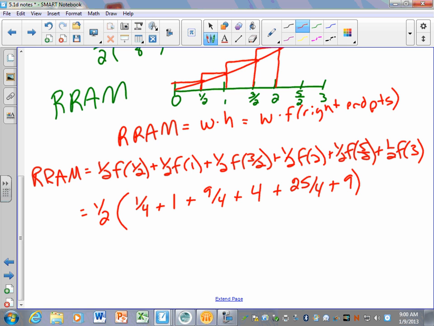Are we getting there or not there? What I got was 91 fourths times 1/2. I got 91 eighths, or 11.375 as my answer. Our answers really weren't that close to each other, right? One was at 6, one was at 8 something, and one's at 11 something.